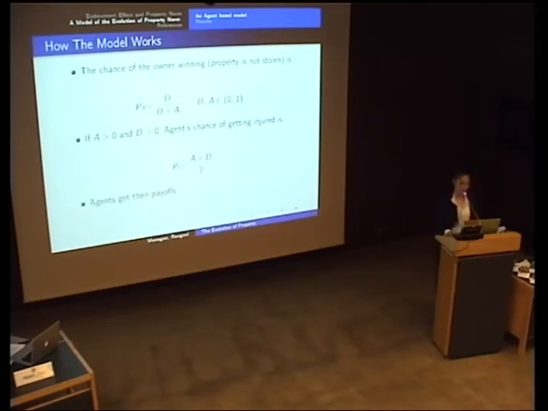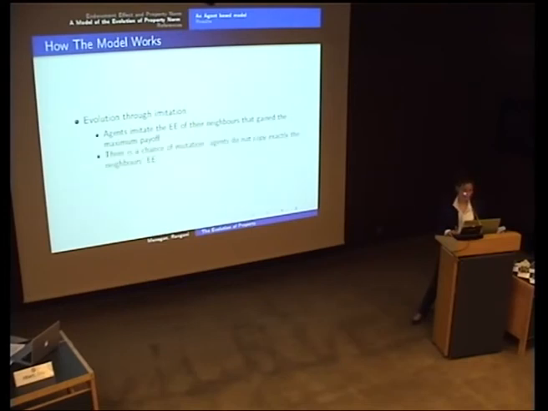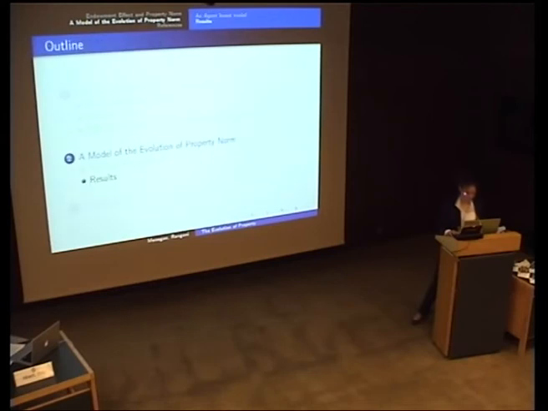Agents get their payoff, earning the value of the property if they acquire or retain it, and if they are injured, they lose the value of the injury. Our evolutionary mechanism is very simple. It's an evolution through imitation, in which agents imitate the endowment effect of their neighbors that gain the maximum payoff. And there is a chance of mutation.